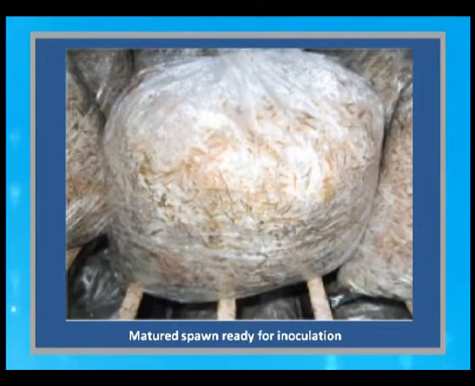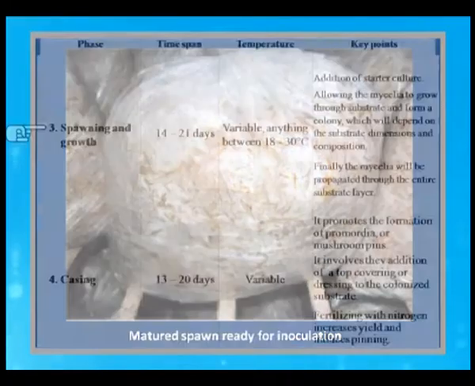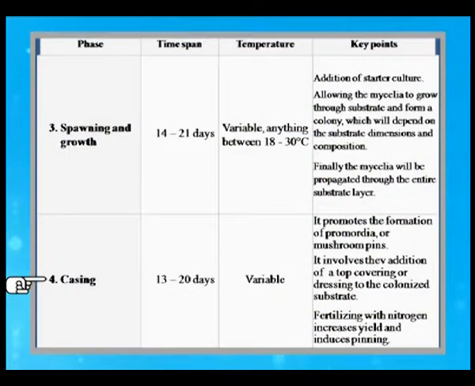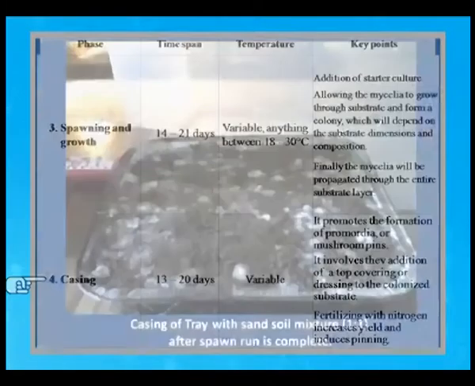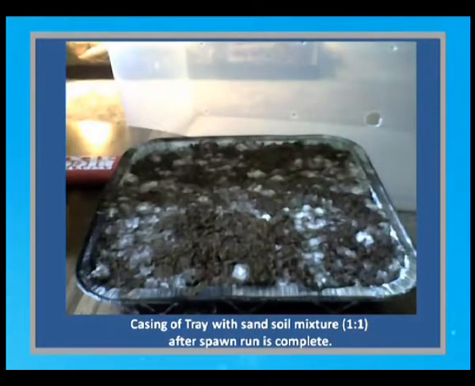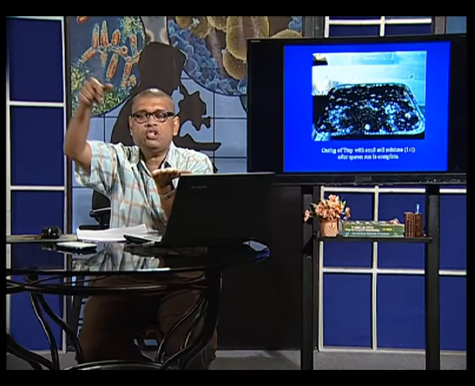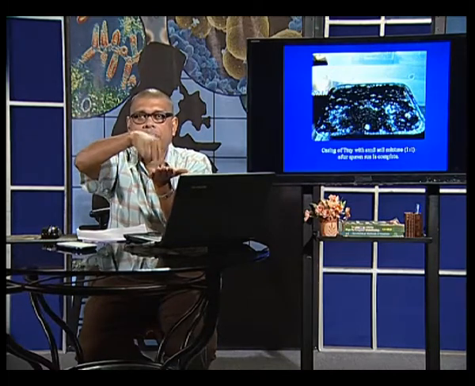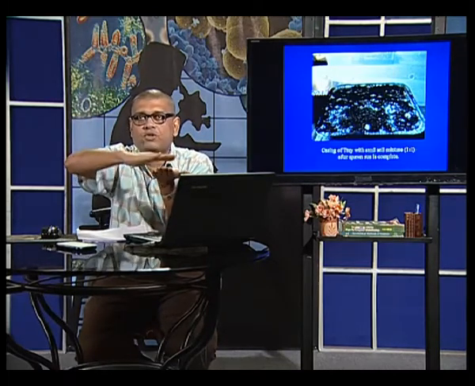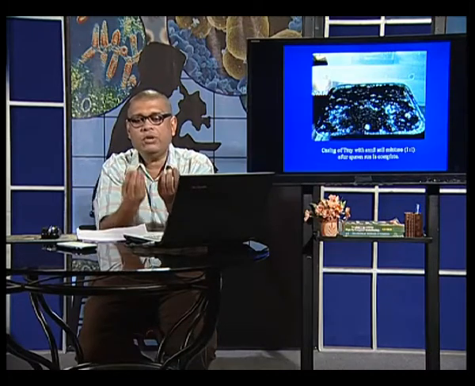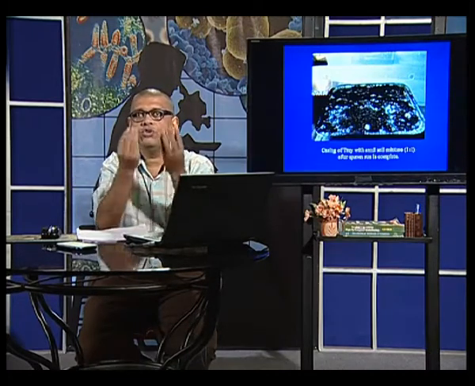And then comes the most important step, which is casing. Actually, in casing what we do is we apply a typical layer of soil and sand together, and thereby what we do is we give a shock. A shock meaning there is no contact with the air. There will be enrichment of carbon dioxide, and this condition actually enables the mycelia to grow into sporocarp.